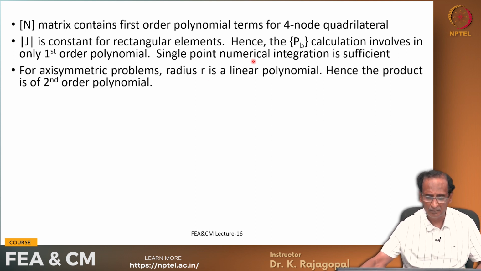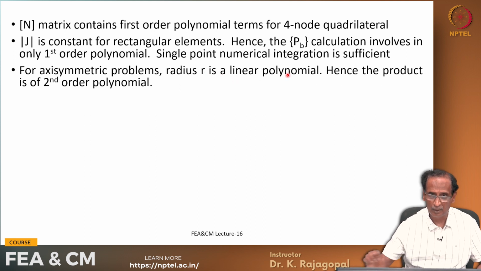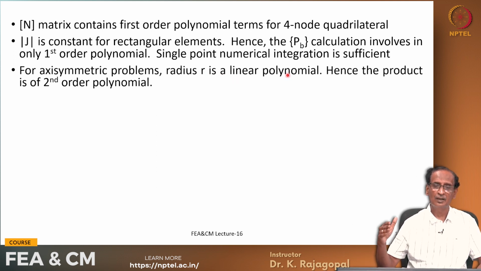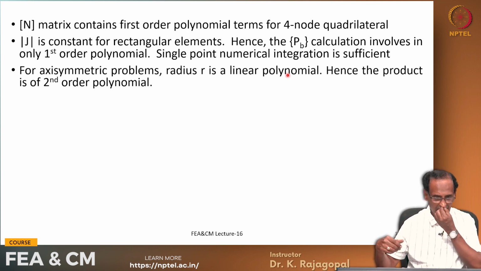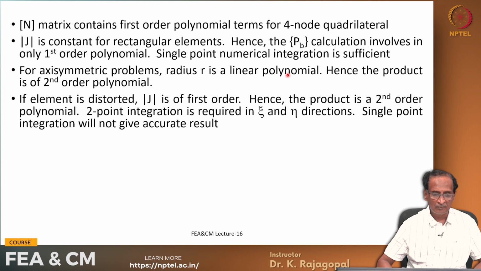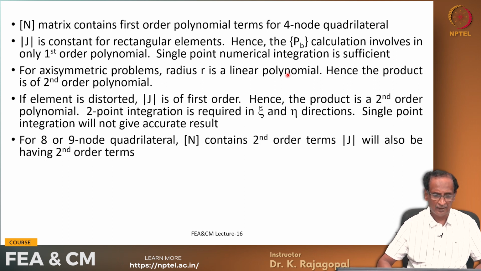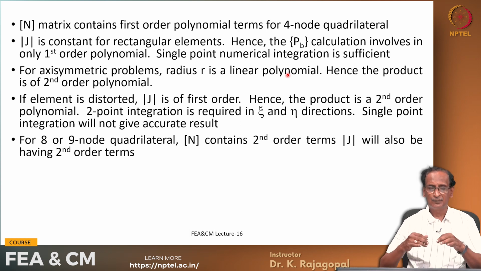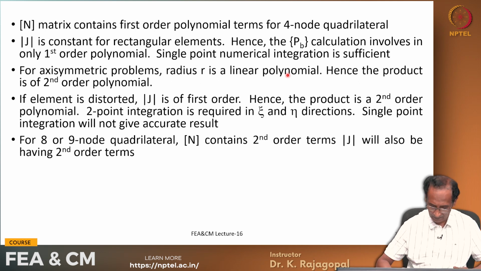But for axisymmetric problems, the radius r is a linear polynomial because it is varying with the xi and eta. So, our product will be a second order polynomial. So, we need a higher order of integration. Okay? And if element is distorted, j could be of first order, that we will see with numerical examples, and then accordingly our order of polynomial will change. Okay? And for 8 and 9 node quadrilateral, our shape function will be of second order, and our j will also be having second order terms. Okay?